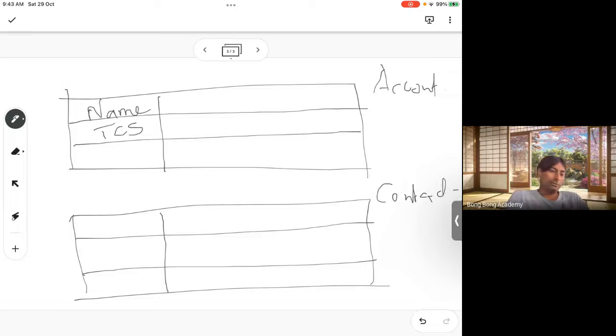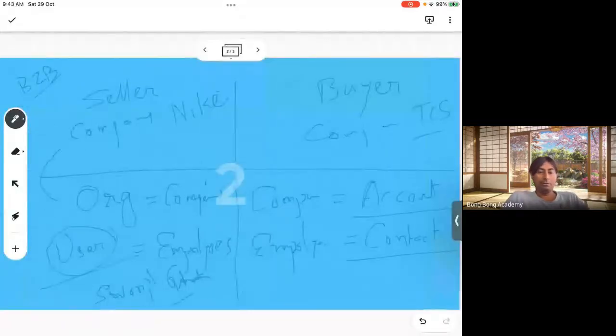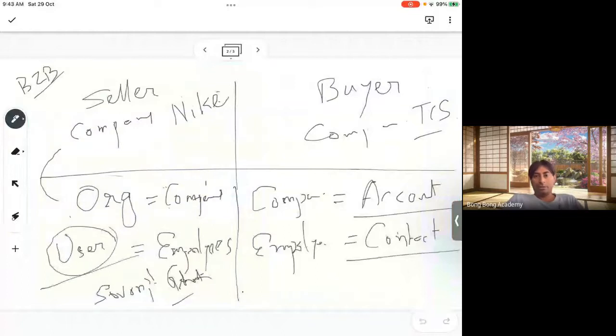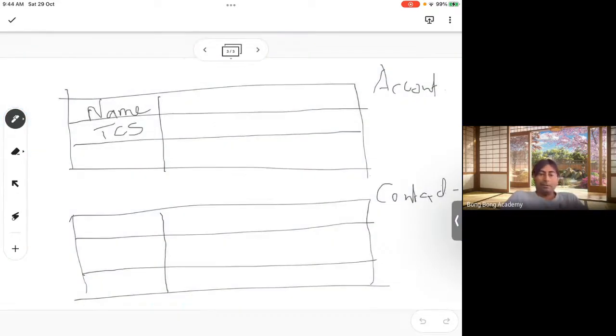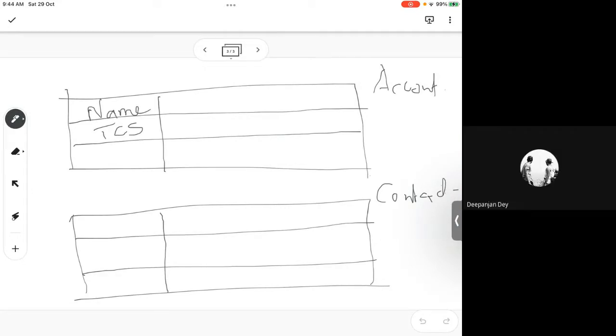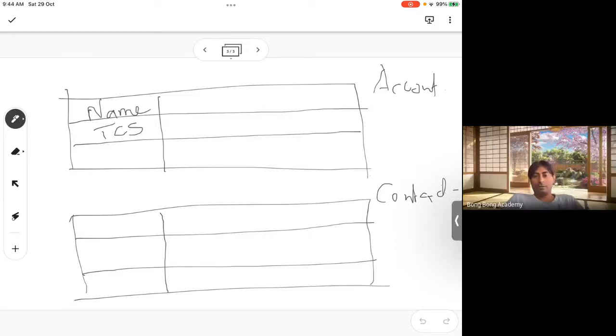Let's go back to our first page. I think we are forgetting very quickly. What are we storing in the account table? Company details. Just the company details. In contact, we are storing the employee details. So what are we storing here in account? Name, email ID, phone number, address. Good. All these are important. What is the bare minimum?